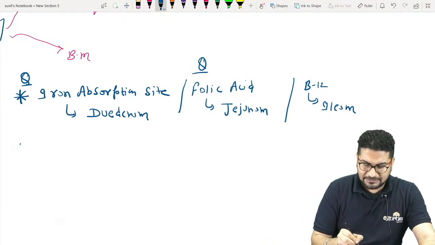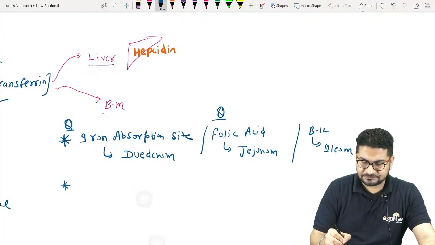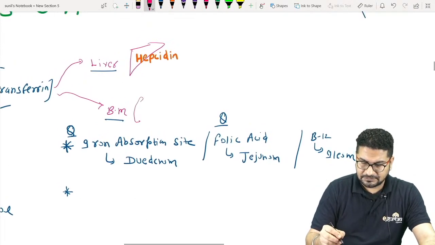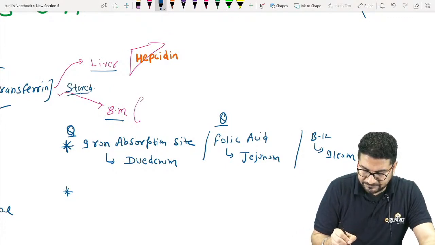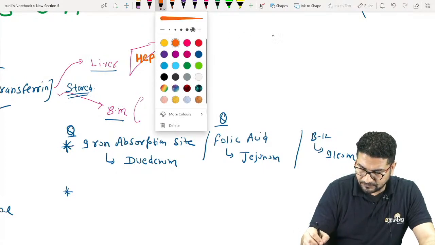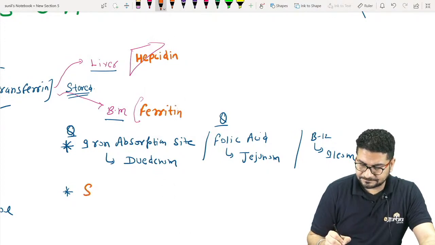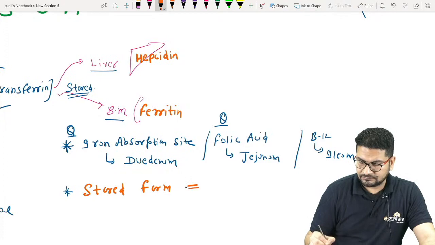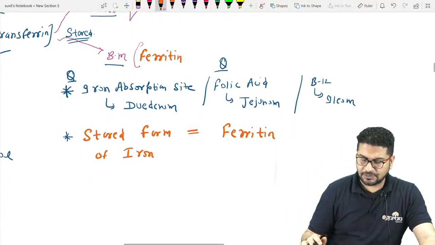This iron is stored in the liver or bone marrow. So I can say it is stored in liver or bone marrow. The stored form of iron is ferritin. So if I ask you, iron is stored in which form? It is stored as ferritin. So the stored form of iron is ferritin.